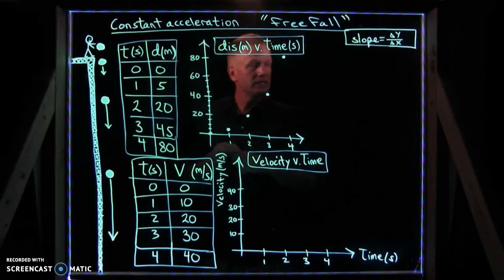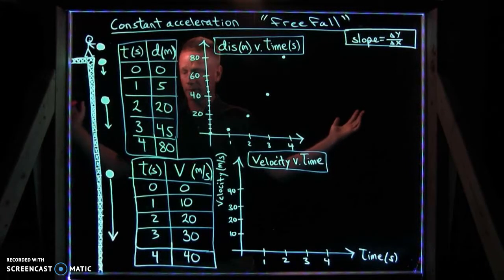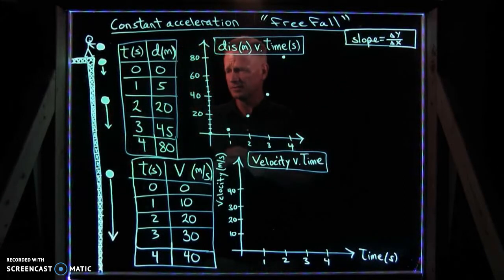Okay, welcome. We are going to analyze the motion of an object falling in what we call free fall, ignoring all frictional forces, wind resistance, and allowing it just to fall under the influence of gravity alone. This is a constant acceleration problem called a free fall problem. You'll see these in physics all the time.